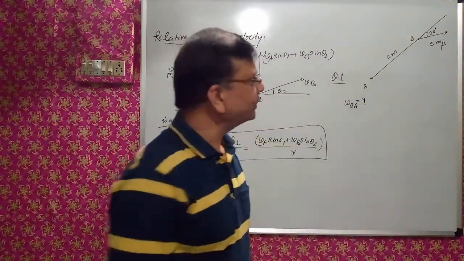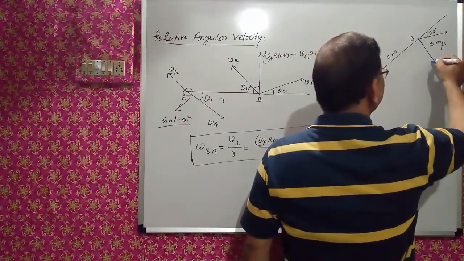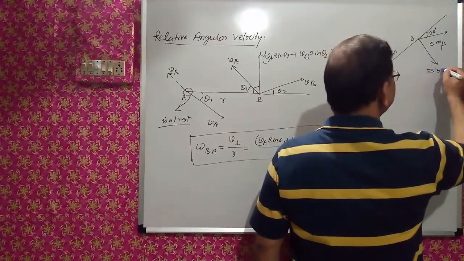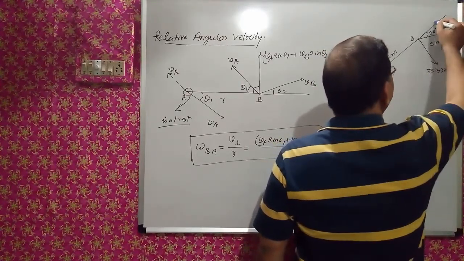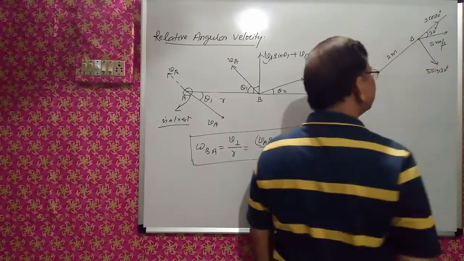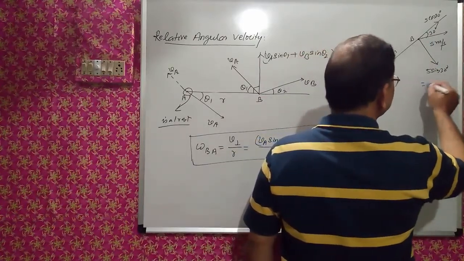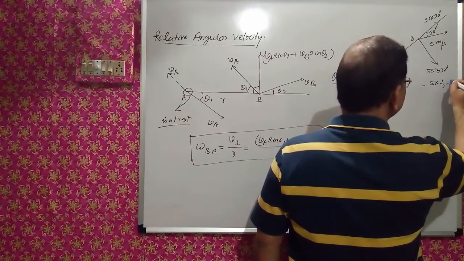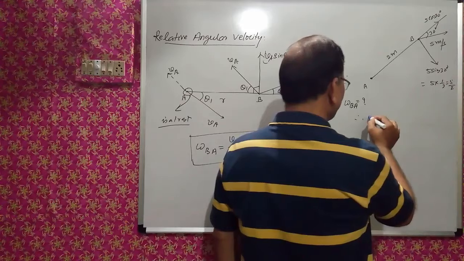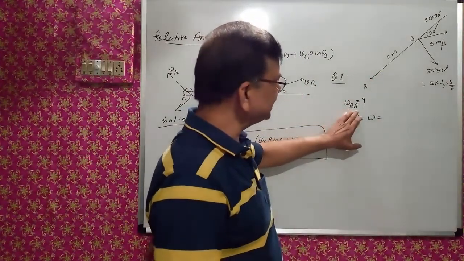Right? As I told you, we will have to take the component in the perpendicular direction, 5 sine 30 degrees, and that is not 5 cos 30 degrees. Nothing to do with the other velocity. This velocity will decide the angular velocity. 5 into 1 by 2, that is 5 by 2, right? So therefore omega, since A is at rest, we can write the velocity of B with respect to A.